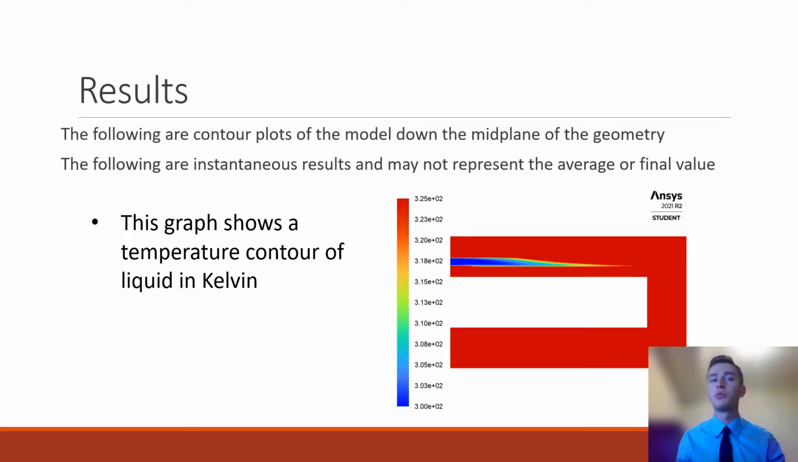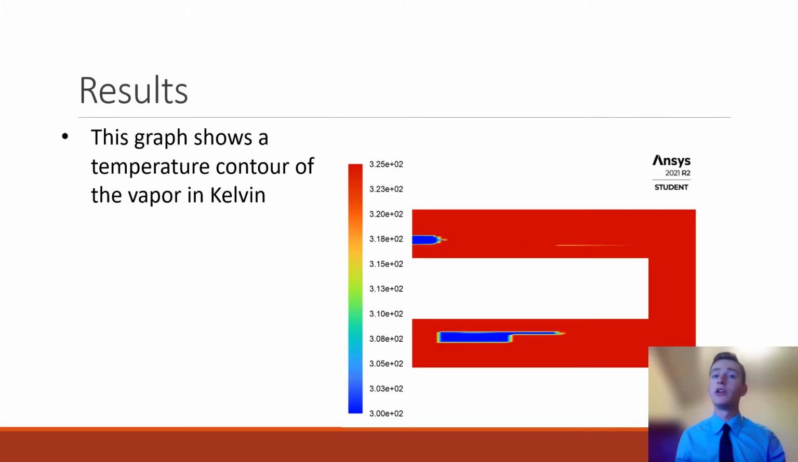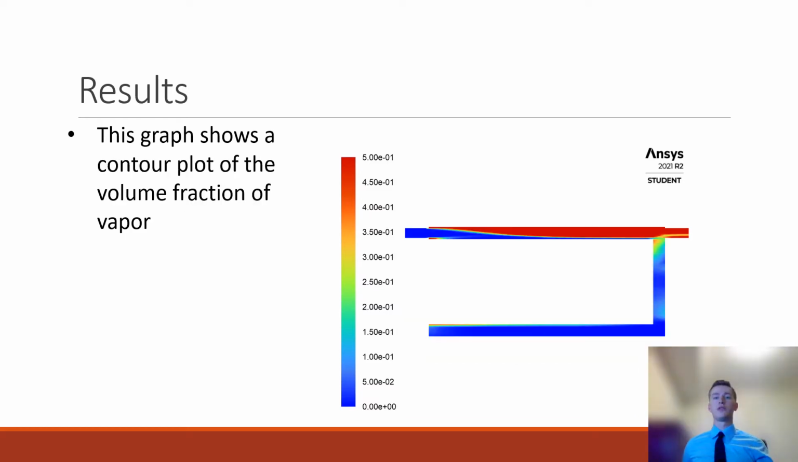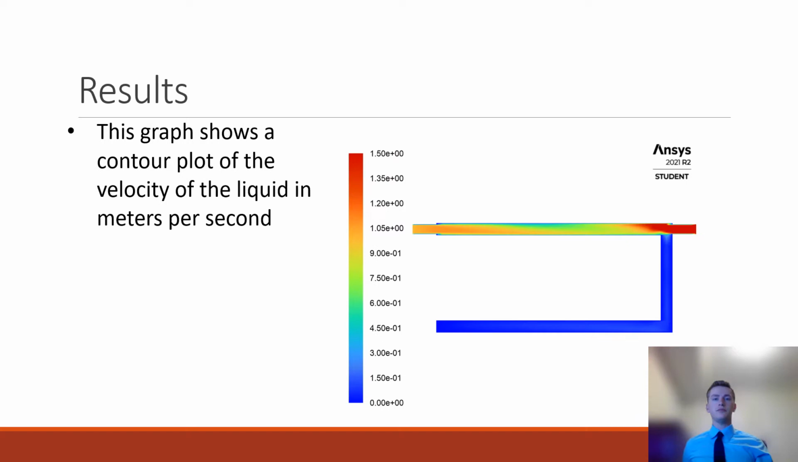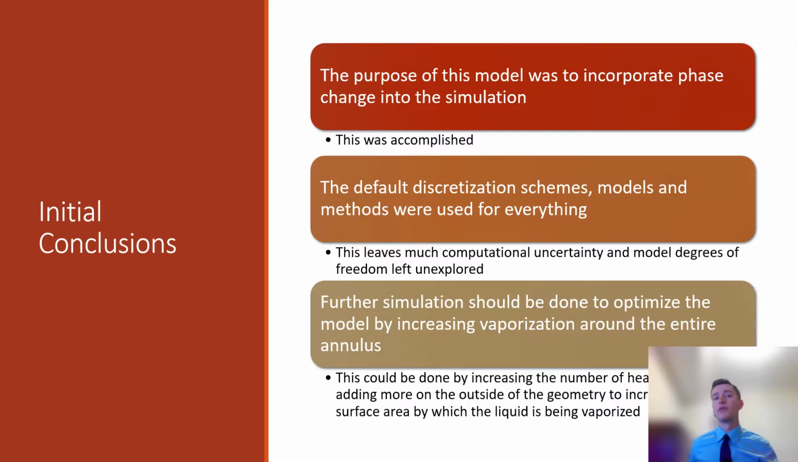So here's a contour plot of the temperature of the liquid in Kelvin. And here's a contour plot of the temperature of the vapor in Kelvin. This contour plot shows the volume fraction of vapor within the chamber. And this final contour plot shows the velocity of the liquid in meters per second inside the chamber. So what we learned from this first simulation is that phase change does occur within the chamber, and we are able to incorporate this into the simulation.